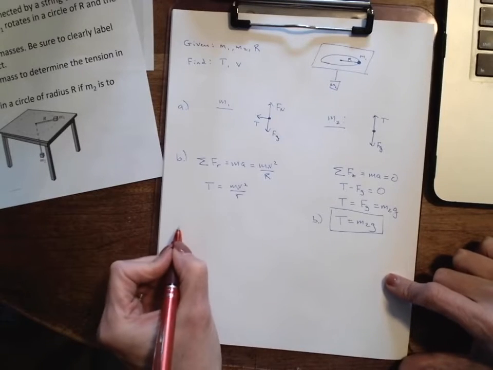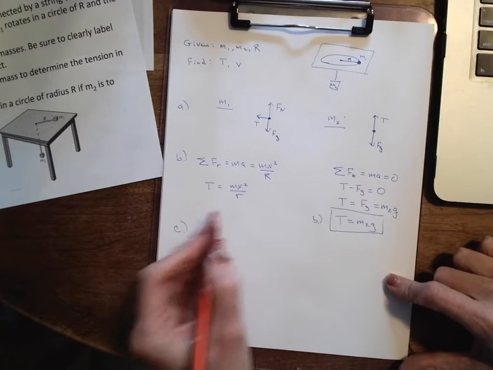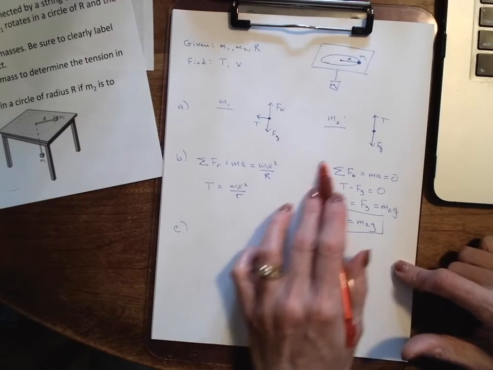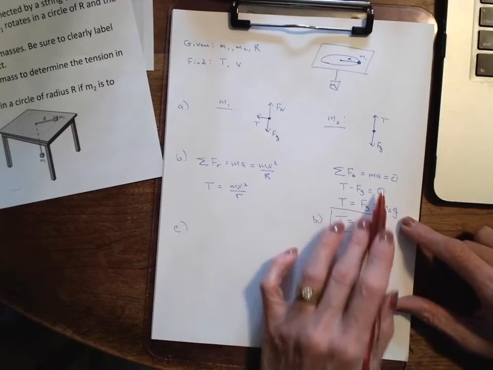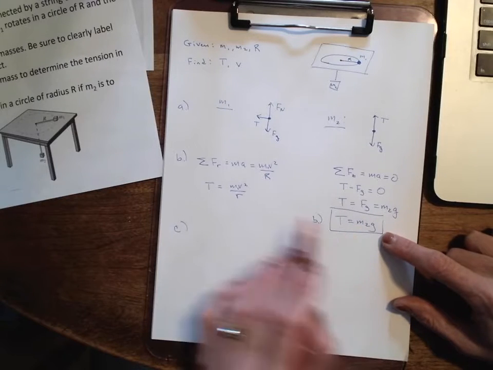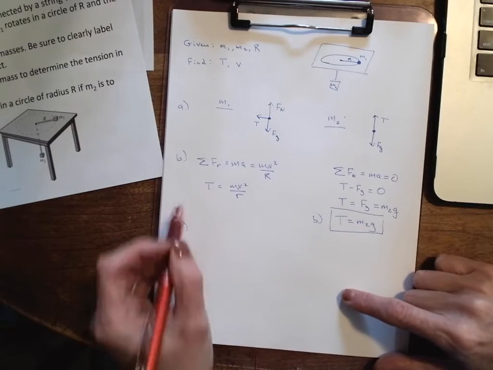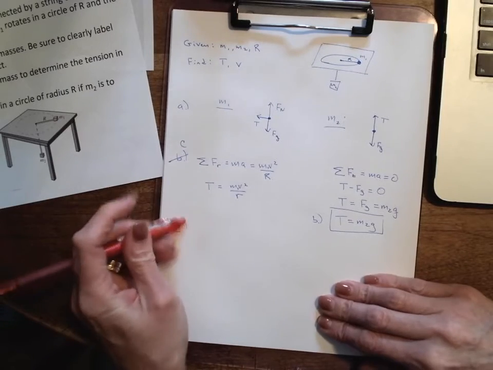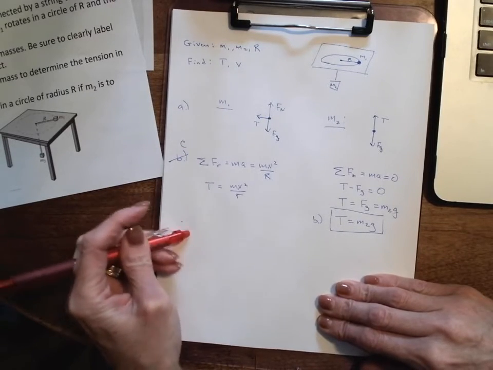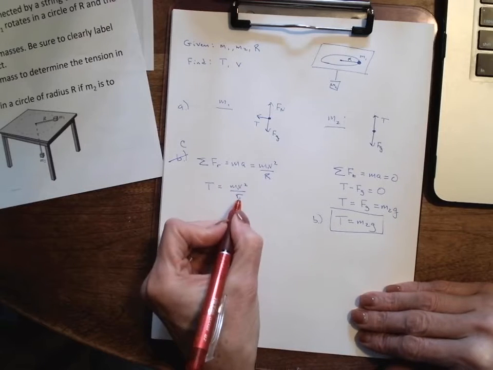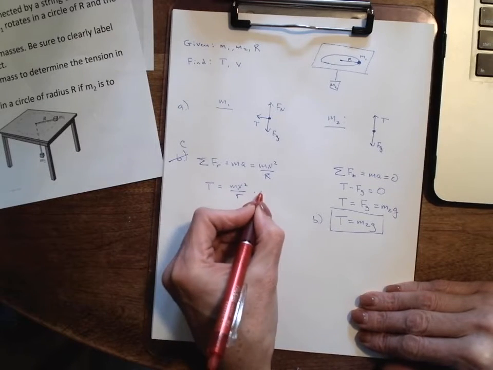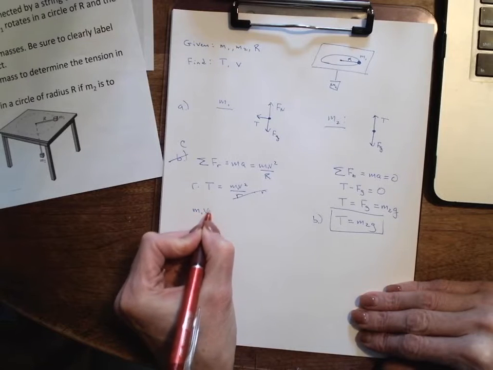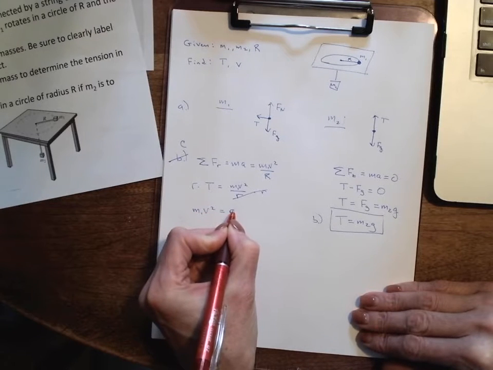And then for C, I'm looking for the speed. All I needed to do for B was this part of the problem. This allowed me to solve for the tension, and now I can use it for part C. I'm looking for v here, so I'm going to rewrite the equation. I'm going to multiply both sides by R, and I'm going to have M1 v squared is equal to R times T.